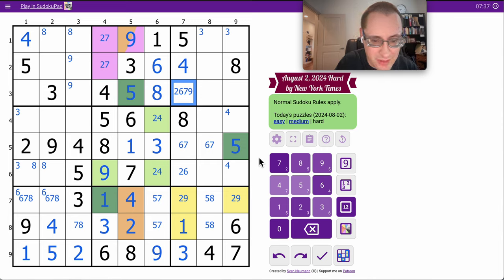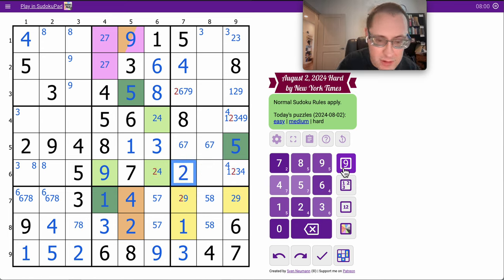Oofta. Okay. Column 9 has 5, 6, 7, 8. I need 1, 2, 3, 4, 9. I think that's any of them. This is 1, 2, 9. It can't be 3 or 4. This one ends up as 2 or 3. Oh, 6, 7 makes this a 2. 9, 2, 4, 2.